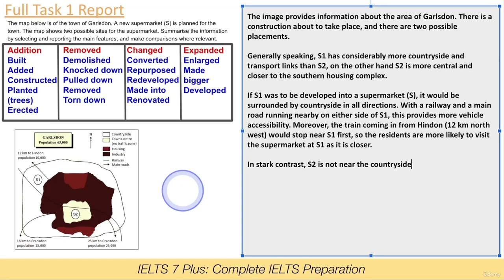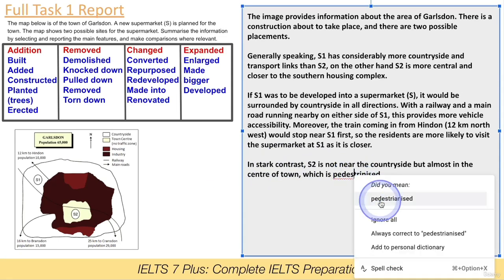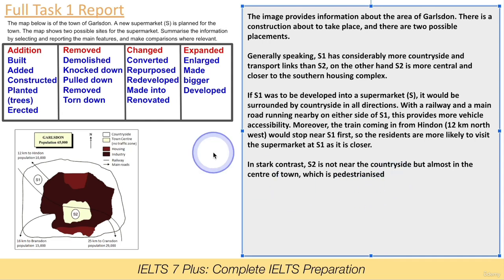Maybe not at all near the countryside, but almost in the center of town, which is another word for a no traffic zone. You could say pedestrianized. And we're going to try and make sure to spell that right. Pedestrianized. There we go. That's a great word. So we want to talk about, even though it's pedestrianized, the fact that it has the railway still.